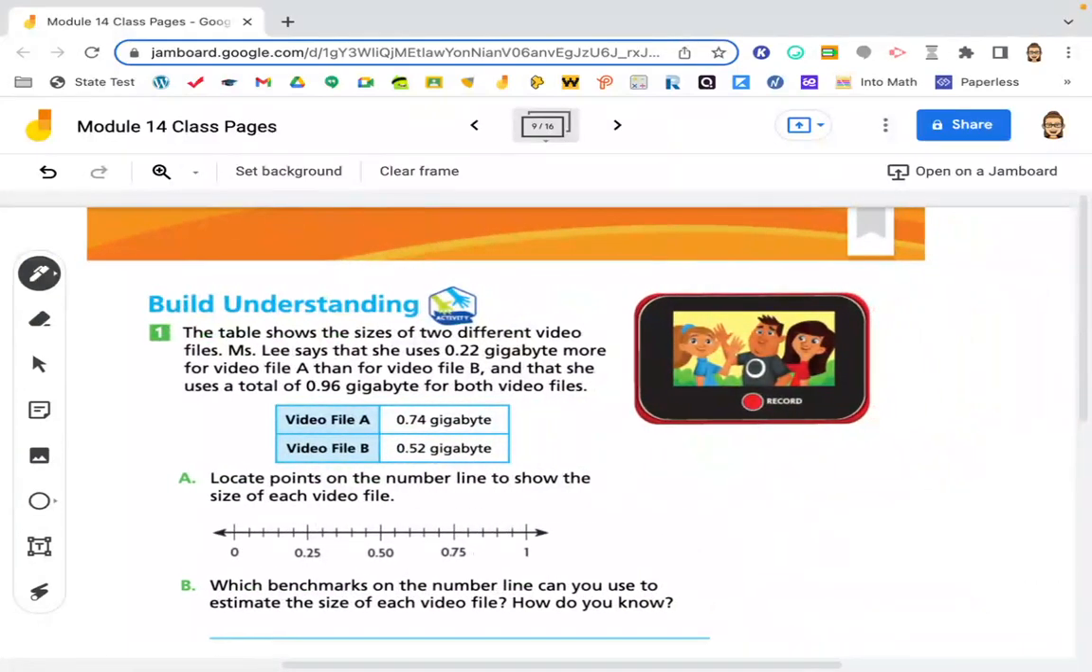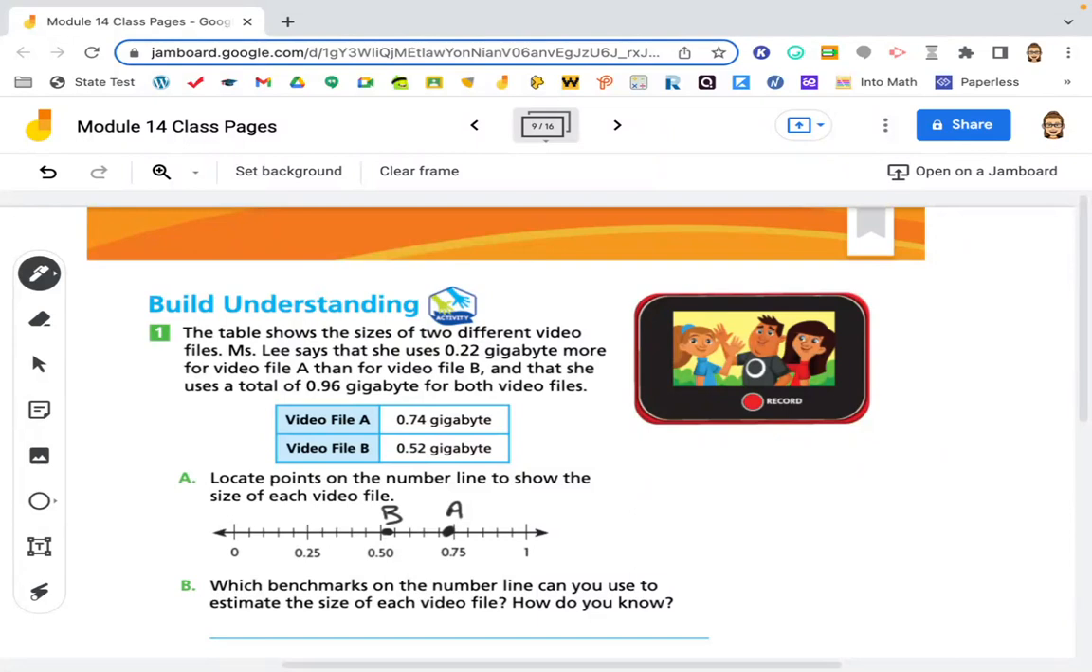Okay, so build understanding. The table shows the sizes of 2 different video files. Miss Lee says that she uses 22 hundredths gigabyte more for video file A than for video file B, and that she uses a total of 96 hundredths gigabyte for both video files. So it says locate points on the number line to show the size of each video file. Well, for video file A, we have about 74 hundredths. So that's just going to go right about here. I'm going to mark that as A. And then video file B is about 52 hundredths gigabytes, so it's going to be right about here.